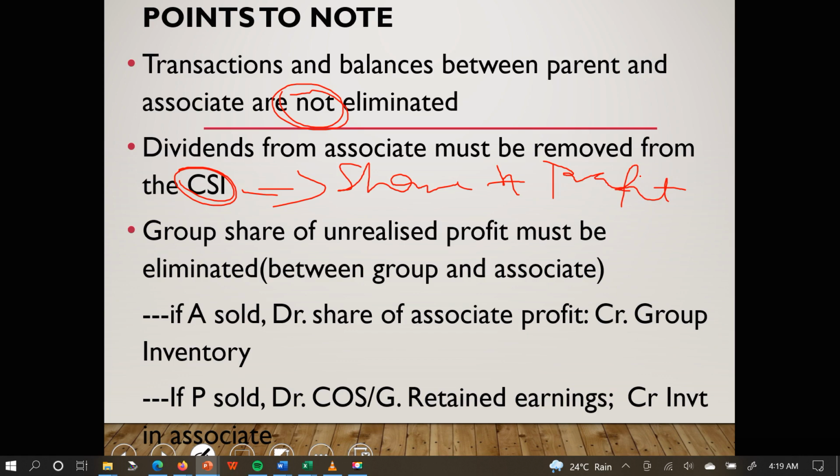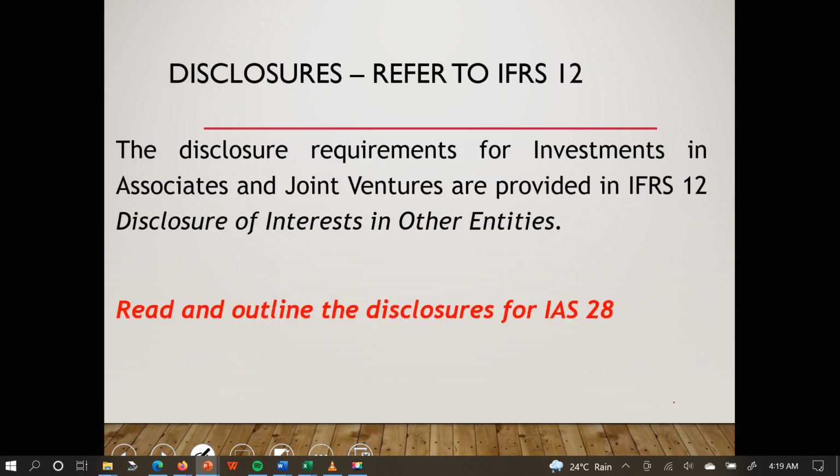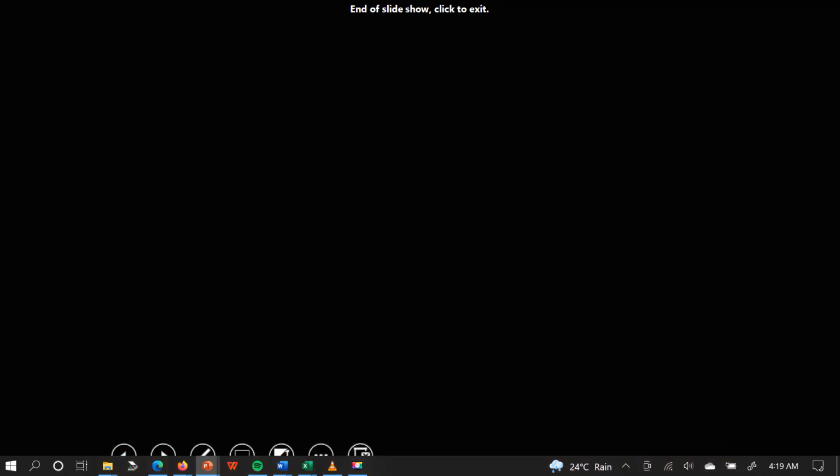Now, if there is an unrealized profit, this is what will happen. If the associate sold the goods, we will take it out from the group inventory and debit it to the associate profit. If the parent sold the goods, we will debit the cost of sales or group retained earnings and credit the investment in associate. So you take note of that. For disclosures, you refer to IFRS 12 for the disclosure requirements.